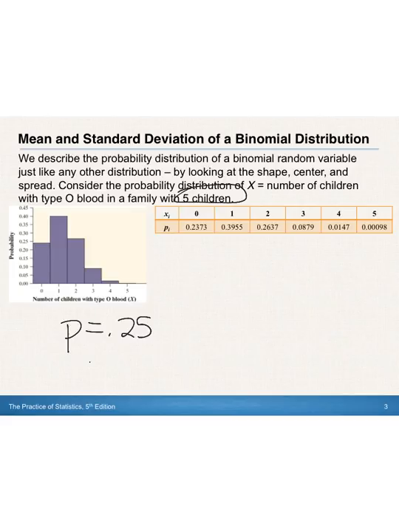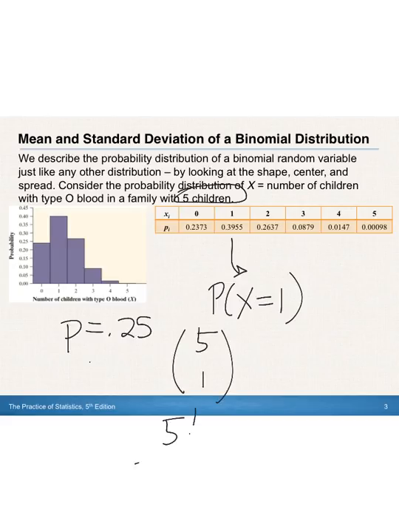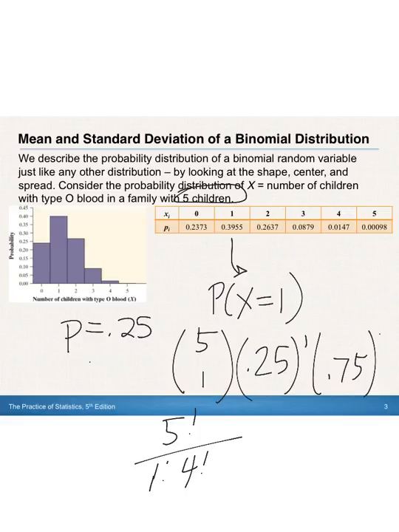So quick reminder, to find the probability that one kid gets the O-type blood, we would take 5 choose 1, which would be 5 factorial over 1 factorial times 4 factorial, which works out to be 5. And then one of the kids getting it and 4 of the kids not getting it, that works out to be 0.3955, so there's about a 39.5% chance that you're going to have one kid with type O blood. So this is the distribution.